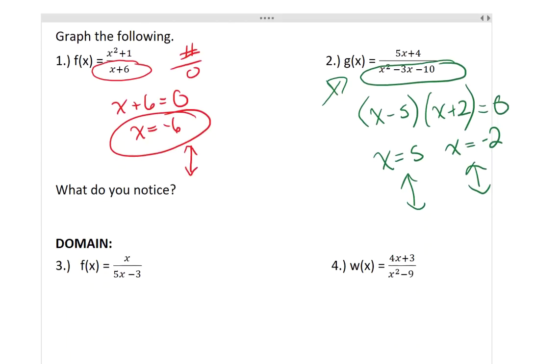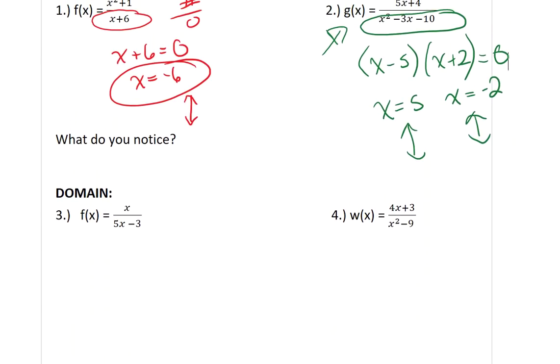So what do you think about 3 and 4 then? If we were to try to graph those, where do you think the asymptotes would be? Hopefully you said the asymptote would occur at x equals 3/5 here, and the asymptotes would occur at x equals 3 and -3. Now, since they don't exist at that point, when we talk about finding the domain, we would say that the domain is all real numbers except x cannot equal 3/5 and x cannot equal 3 or -3.